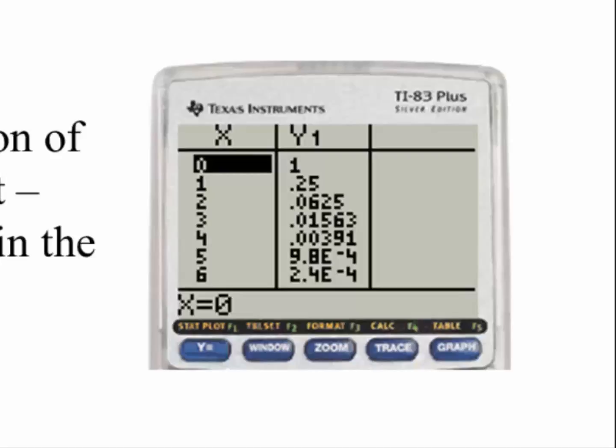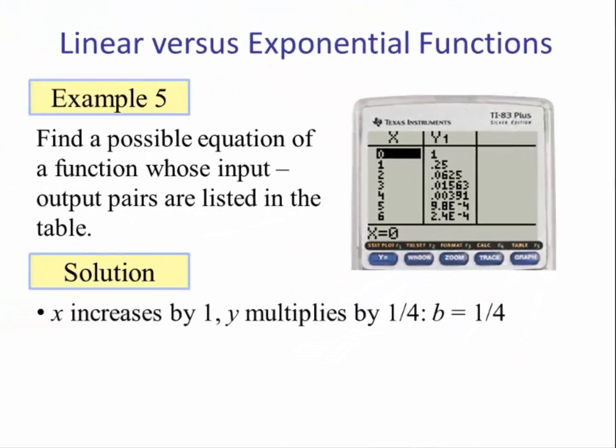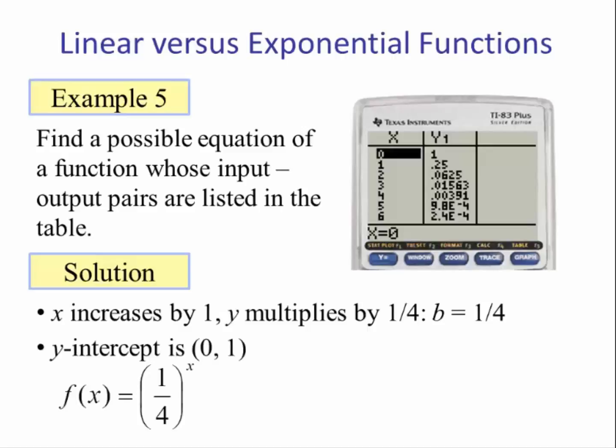So this is an exponential pattern. As x increases by 1, y multiplies by 1/4. So that means our base is 1/4. In this case, a is equal to 1, and therefore our function would be simply 1/4 to the x power.